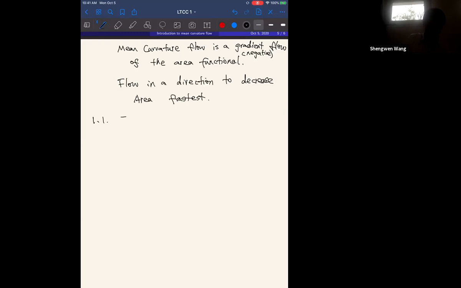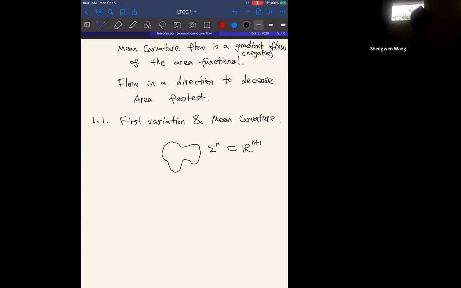So first, variation and mean curvature. Given a hypersurface, let's call this Sigma^n, we will mostly be concerned with hypersurfaces in Euclidean space, hypersurfaces of codimension one. Hypersurfaces are locally graphs over their tangent planes.